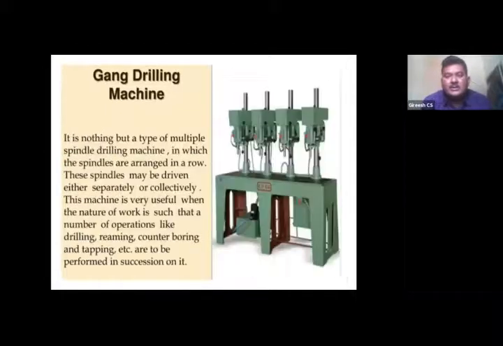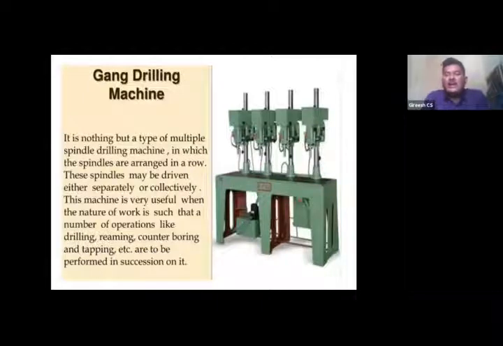Okay. The next one is the gang milling machine. As you see in the diagram, a gang is nothing but a group of machines mounted on the same table. Here in this diagram you can see four machines mounted on the same table. So simultaneously, suppose you have a workpiece and you have to produce four holes at a time, with the help of this gang milling machine or gang drilling machine, you can produce the four holes simultaneously.